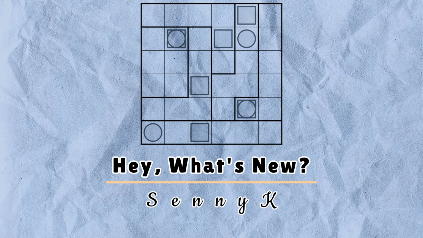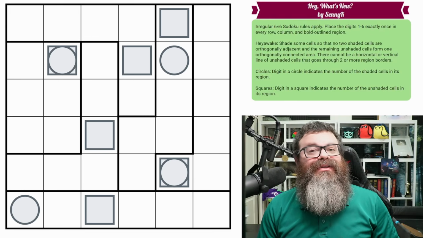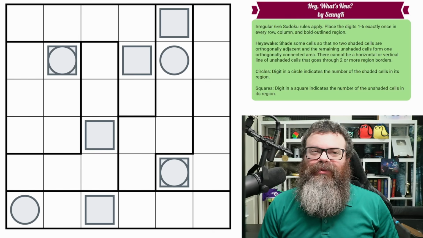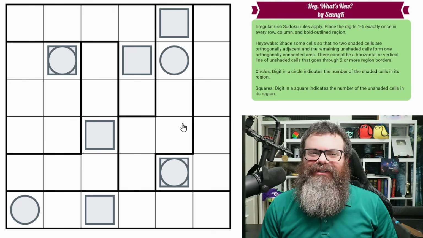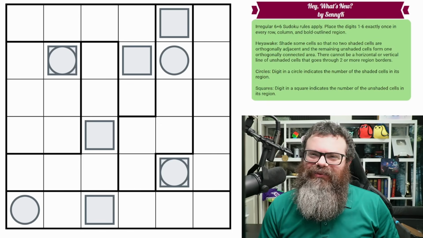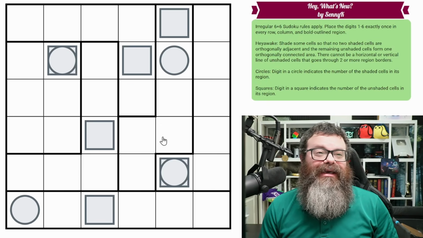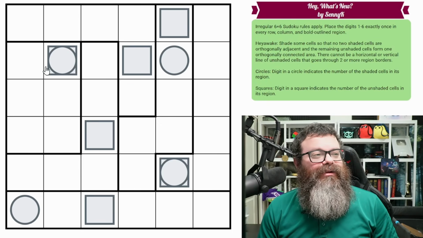Hello, let's continue our Sudoku adventure with "Hey, What's New" by SennyK. So this continues our irregular Sudoku theme week, and this one incorporates Heyawake, which is a pencil puzzle, into it. So pay attention to the rules. If you're familiar with Heyawake, that's helpful, but I will go over all of them.